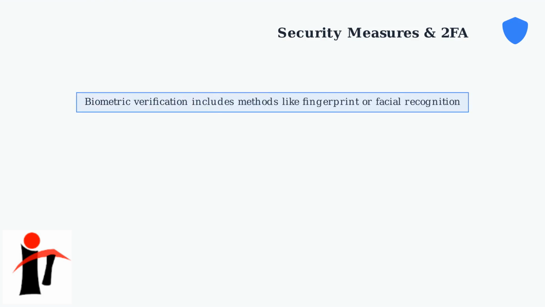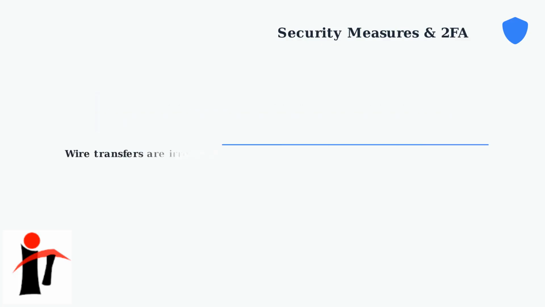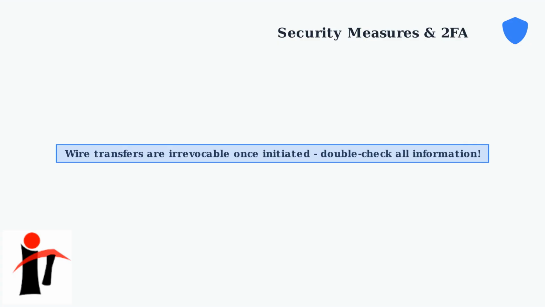Biometric verification uses unique physical characteristics such as fingerprints, facial recognition, or iris scans for secure authentication. Wells Fargo uses advanced AI-driven fraud detection systems that have reduced wire fraud incidents by 35%. These systems continuously monitor transactions for unusual patterns and potential threats. Remember, wire transfers are irrevocable once initiated. Always double-check all recipient information and transfer details to avoid costly mistakes.